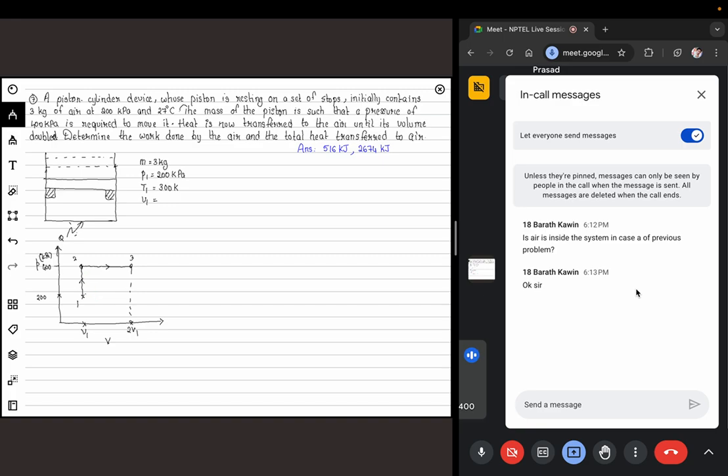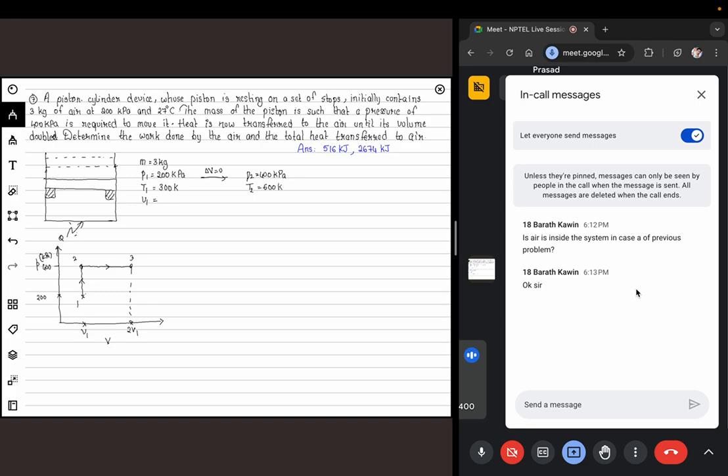Now what can we say about this? This is the one state. From this to the second state is a constant volume process, so I'm writing delta V equal to 0. In a constant volume process, what is the final pressure? I know the final pressure is 400 kilopascals. So what is the final temperature? In a constant volume process, P is proportional to T. If pressure is double, then your temperature will also double. So from 300 Kelvin, it will become 600 Kelvin.